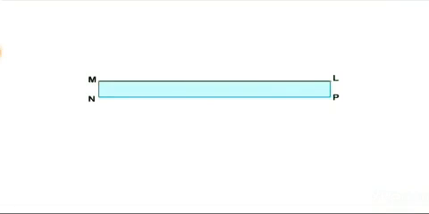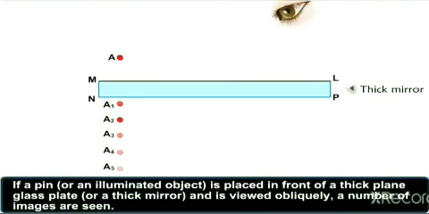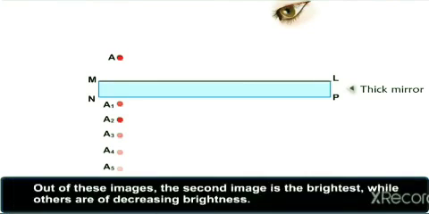Multiple images in a thick plain glass plate or thick mirror. If a pin or an illuminated object is placed in front of a thick plain glass plate or a thick mirror and is viewed obliquely, a number of images are seen. Out of these images, the second image is the brightest, while others are of decreasing brightness.